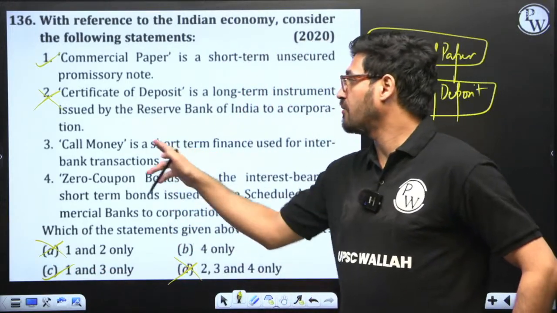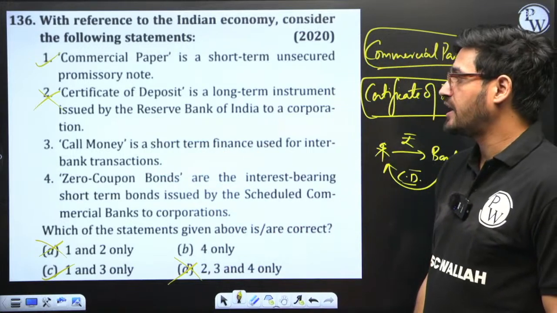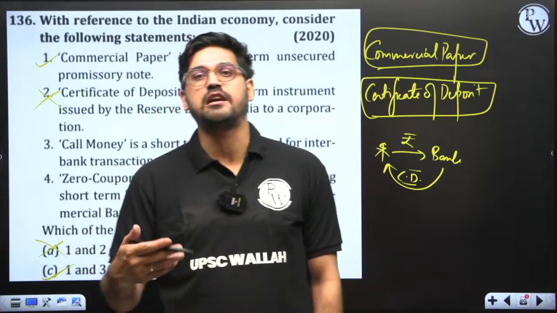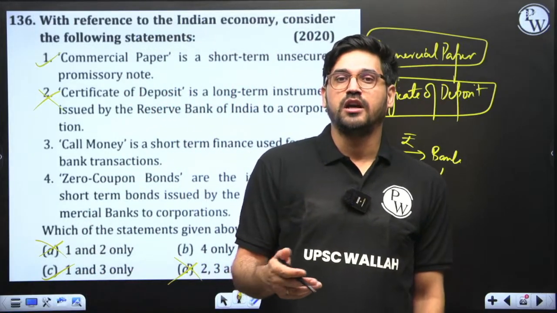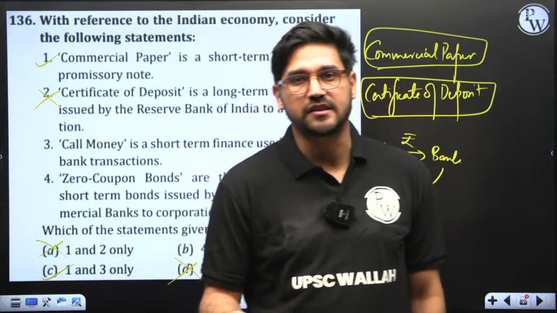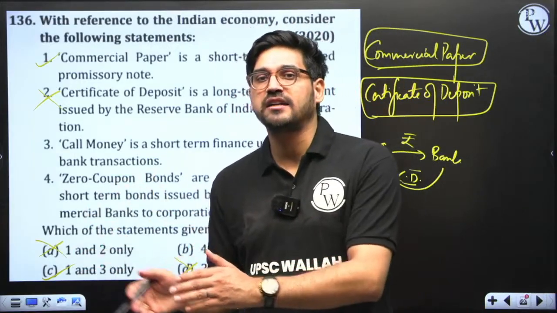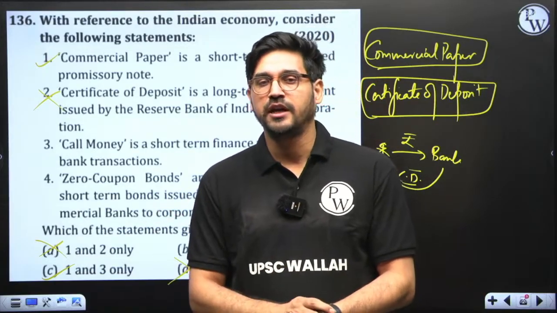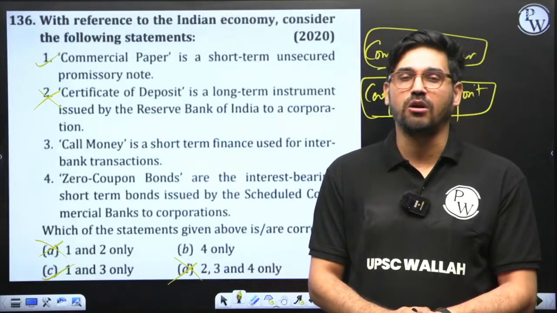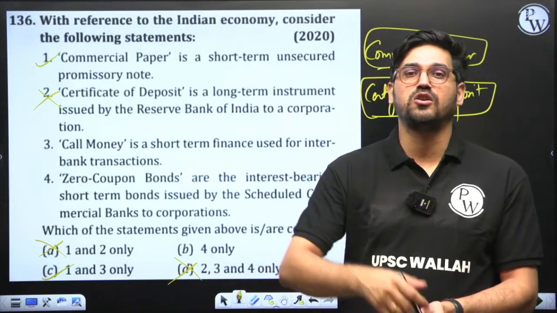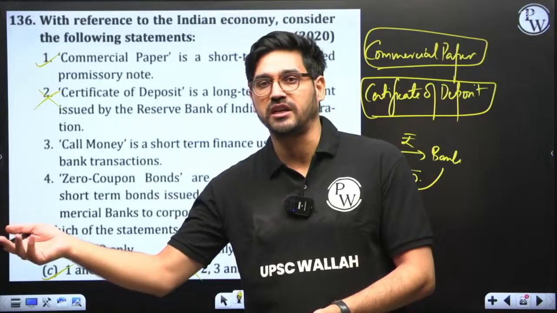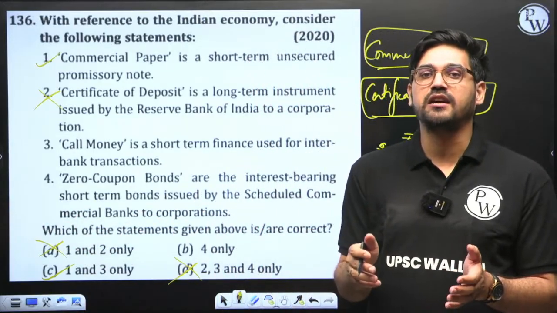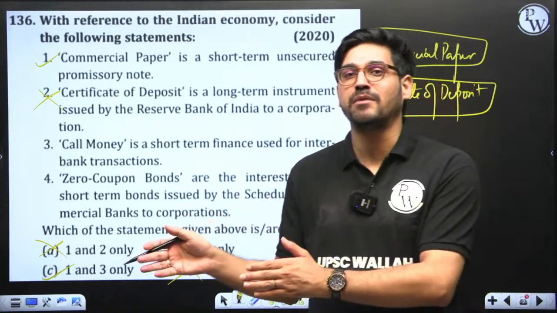Third one says call money is a short-term finance used for interbank transactions. Yes, banks face temporary liquidity crisis all the time. When banks face a temporary liquidity crisis, they can turn to other banks and borrow money, or borrow liquidity, for a short amount of time. If you borrow it for a day, it's going to be called call money. You also have something called notice money, and something called term money, with each having a different maturity date. So call money is an interbank money market instrument.